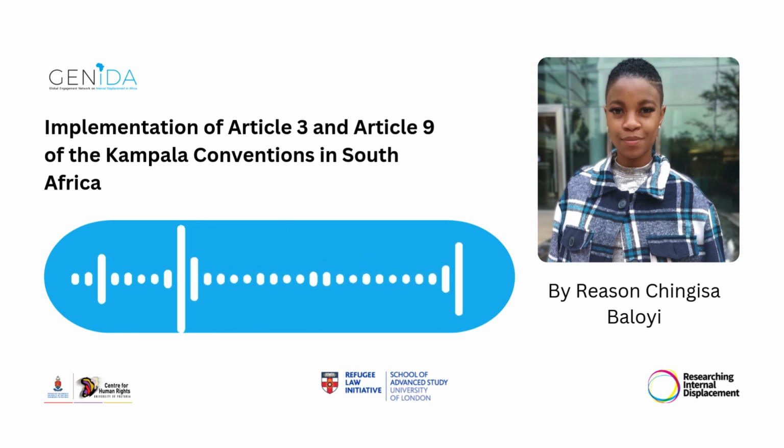In summary, while South Africa has made notable progress in implementing the Kampala Convention, the journey is ongoing. Continuous advocacy, better resource allocation, and enhanced collaboration between government and civil society are essential to overcome the challenges and ensure that the rights and needs of internally displaced persons are met.